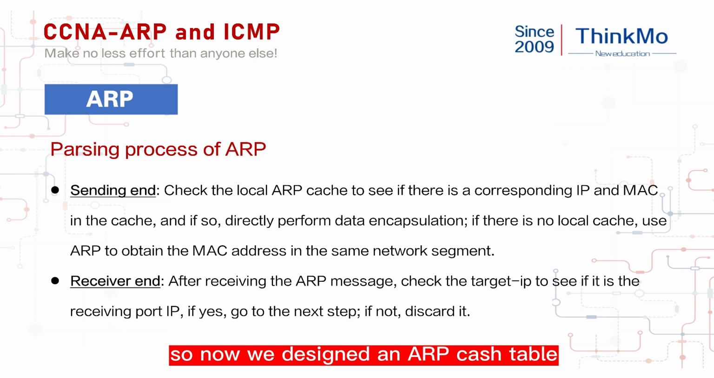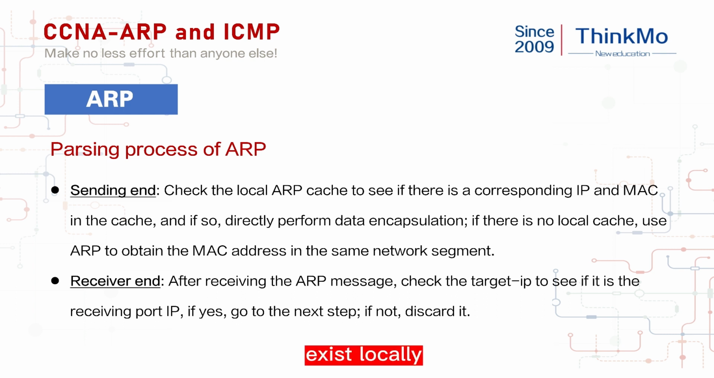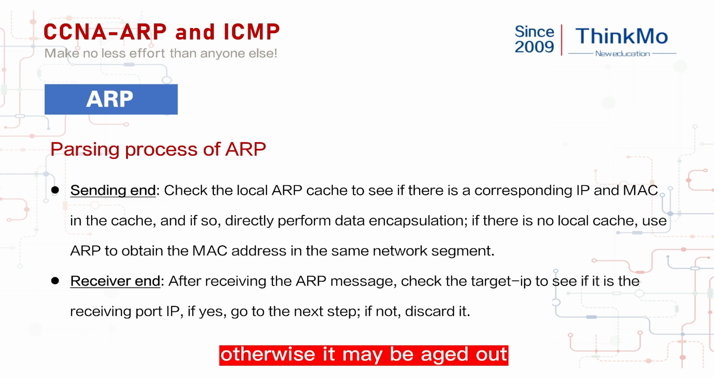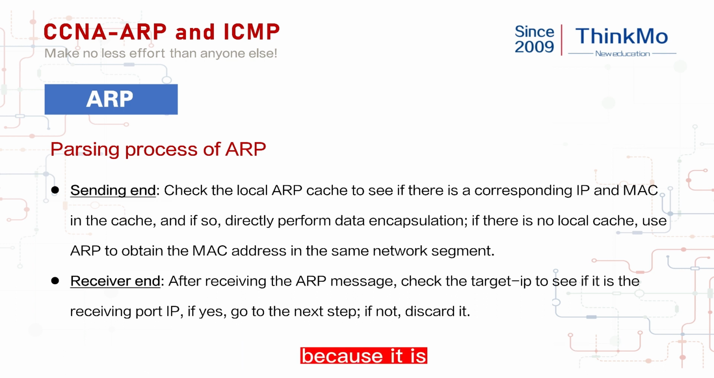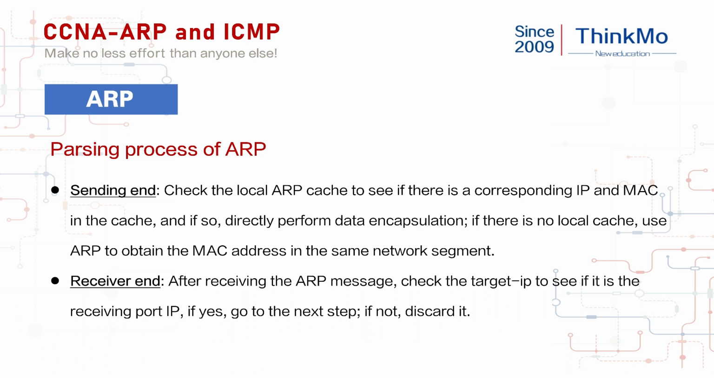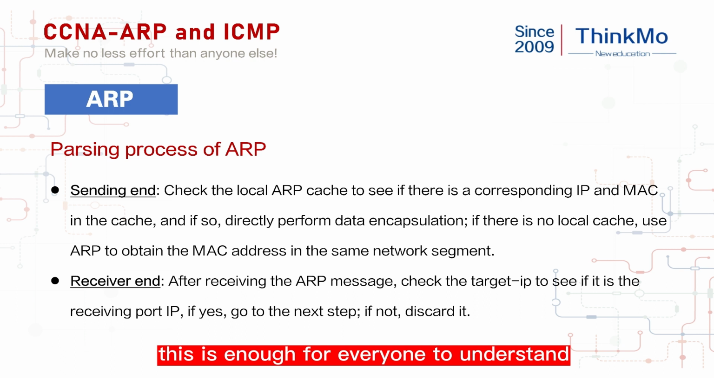So now, we designed an ARP cache table. Exist locally. You often have to send data. This ARP cache table will always be refreshed. Otherwise it may be aged out, because it is a dynamically learned representation. This is enough for everyone to understand.